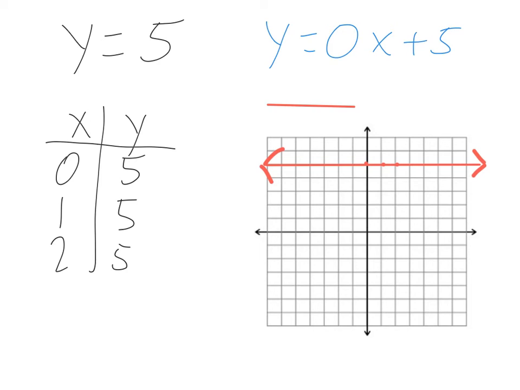And every time you have y equals just a number with no x, it'll always be just a horizontal line, because it's saying y equals 5. So no matter what x is, on your y-axis, y will always equal 5. Every time. So the y will always be 5. And you can follow that along as long as you want.